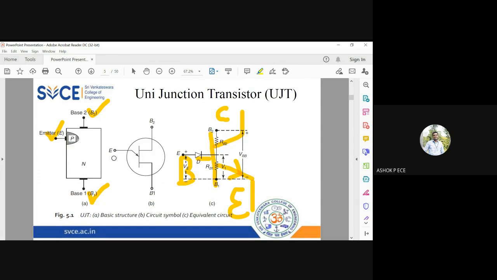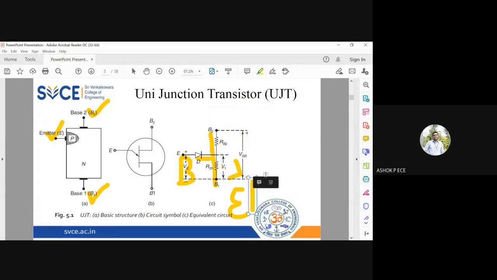Because if you keep it straight, it is the diagram for FET, right? So I should have unique diagram for each device. I cannot reuse the same diagram for two devices, then it will lead to confusion, right? So a slight bend is given to the emitter terminal with an arrow mark to indicate the flow of emitter current. Okay, so the construction of UJT is also very simple.